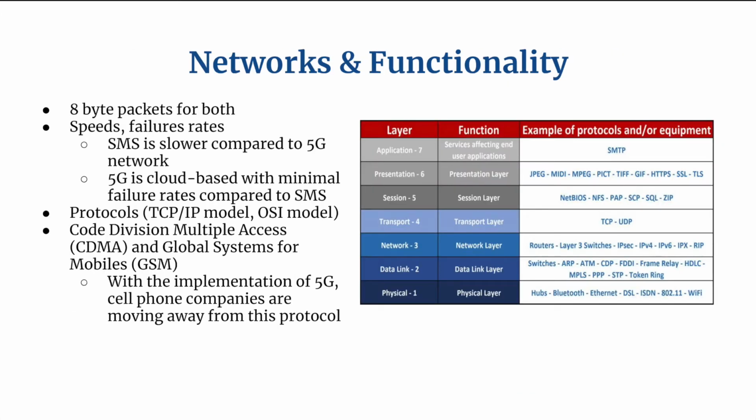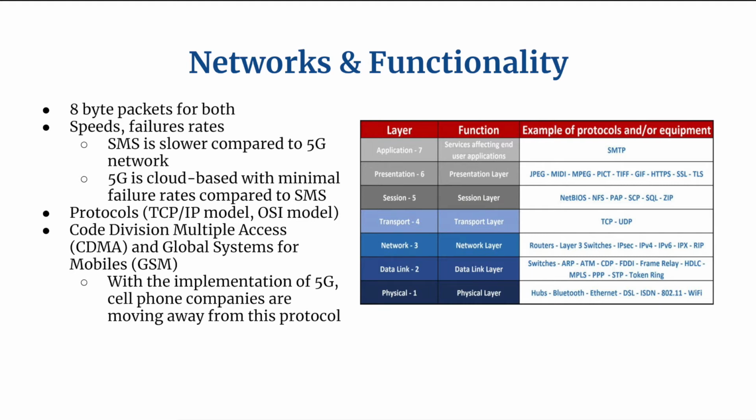Now, when it comes to breaking down information sent across the internet or to another person, whether you're using social media or text messaging, 4G and 5G are able to send 8-byte packets of information. But when it comes to things like speed, like if you're texting someone or posting something for a bunch of your followers to see on social media, 5G essentially wins that race based off the simple fact that it's cloud-based. So it's not like SMS or MMS or 4G networks that are a little bit slower and have higher failure rates.